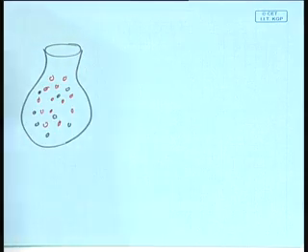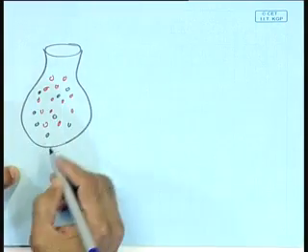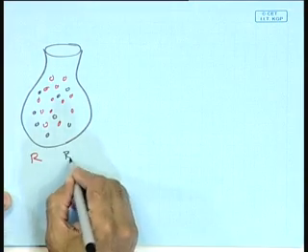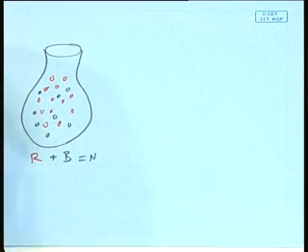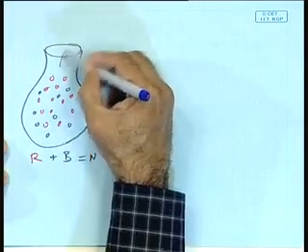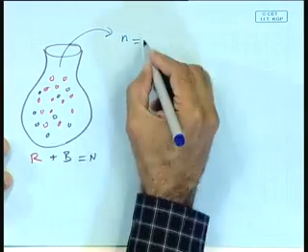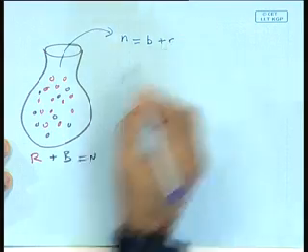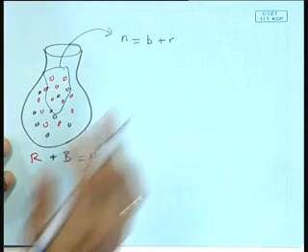So, what I do is I pull out a sample and the sample comes out. In here, before I took the sample out, there were R red balls and B black balls inside, and R plus B is equal to N, that is the total number of balls in the system. And when I bring out a sample, I have a sample of size n, it has got b black balls and r red balls. The sample is just a part of it. That is what I have pulled out.